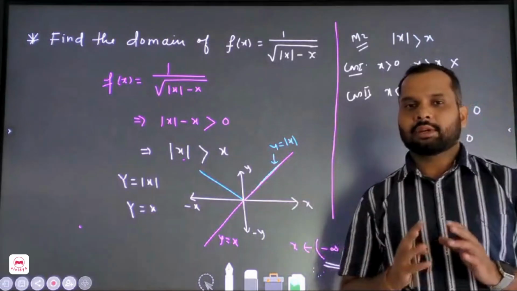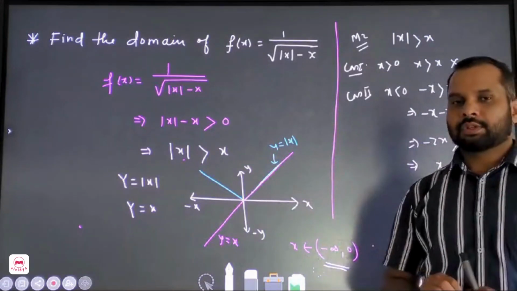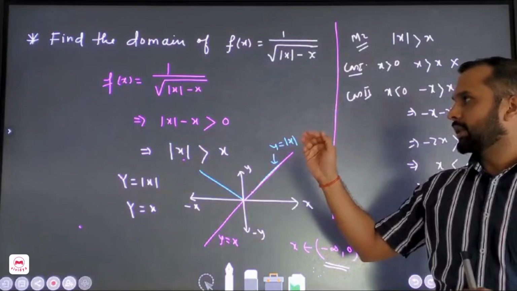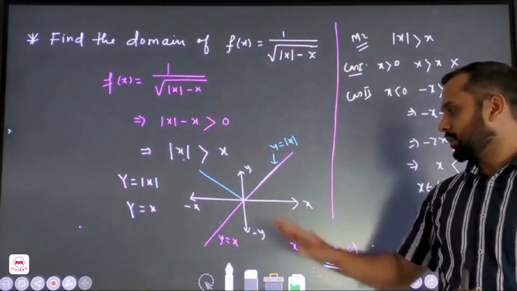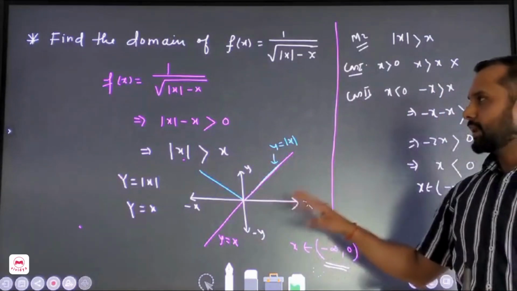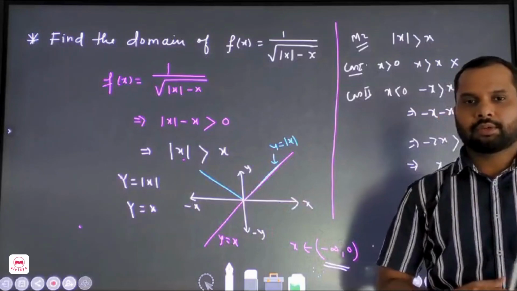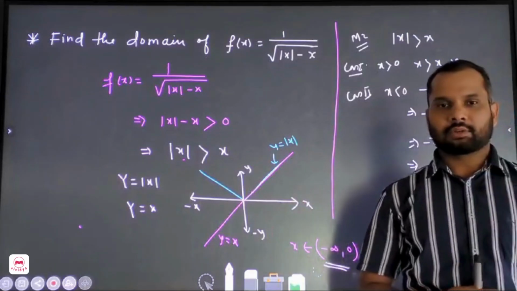If you want to calculate the domain, what you have to keep in mind is that we should select those values of x for which the function is defined. So here it is 1 upon that, and inside is a square root. So we have taken that greater than 0 and I got the answer. Either method is okay, no problem. Whichever method you feel comfortable with, you can go ahead with that method. So this is all about this particular question. Thank you.